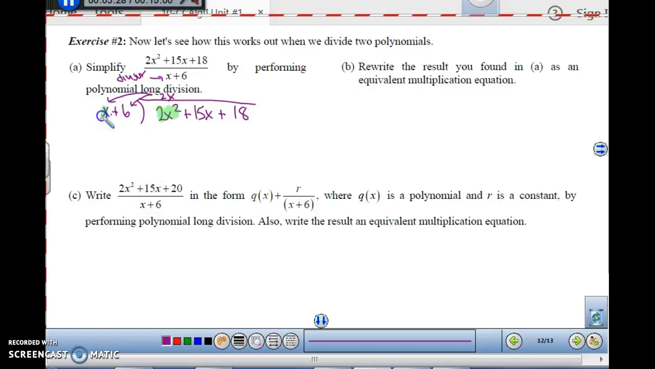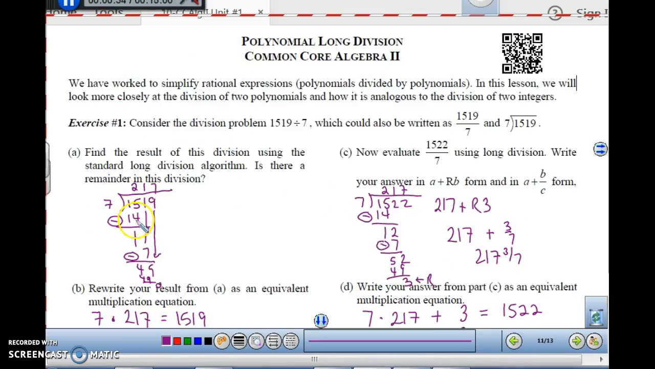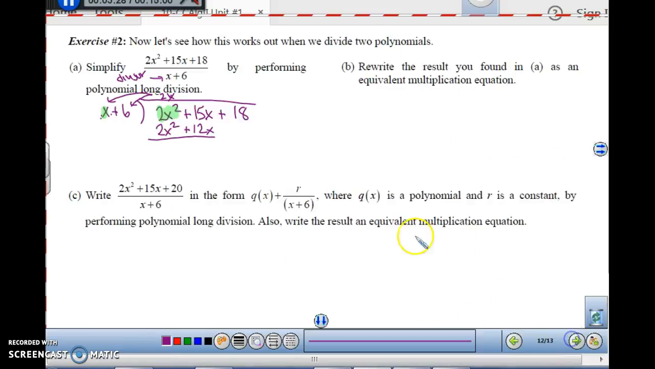So 2x times x is 2x squared. 2x times 6 is 12x. Okay, now, when I did numbers back here, once I got this number, what did I do? I subtracted. So remember, when you subtract, what do you have to do with a polynomial? You have to change all the signs.